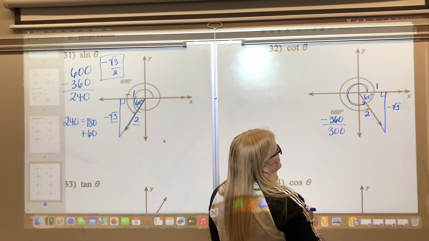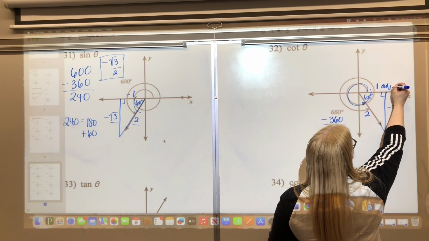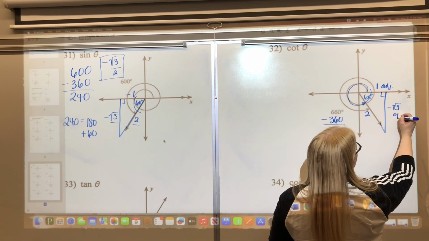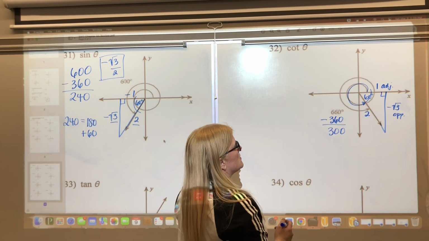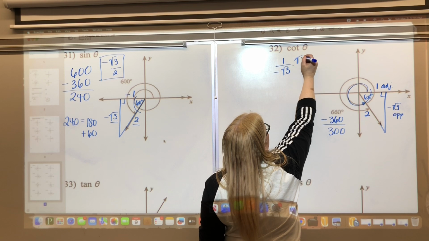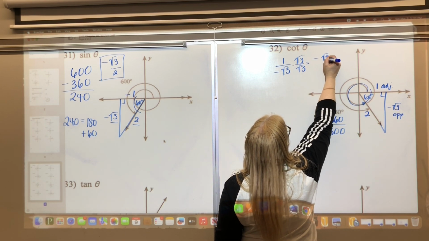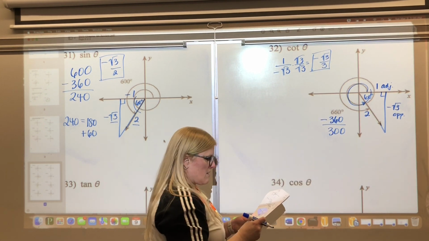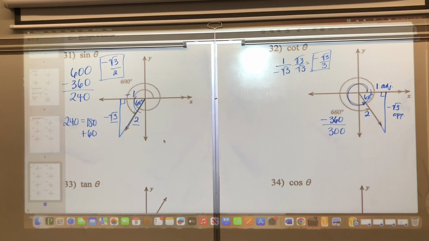Okay, cotangent is adjacent over opposite, right? So we have 1 over -√3 times √3/√3. We get -√3/3. Let me just double check. Okay. All right, last two.